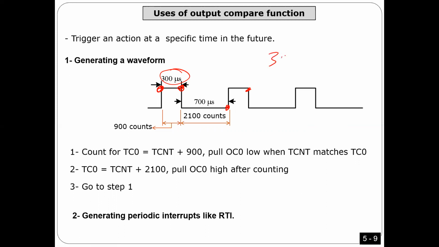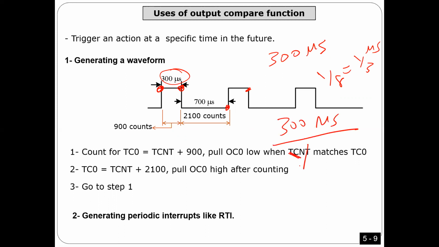So now this should be 300 microseconds, right? And I know that the clock is 1 over f, so the time for one count is 1 over 3 microsecond. So the timer is incremented by 1 every 1/3 microsecond. All I have to do, guys, is divide 300 microseconds by the time of one count, and then I will find the result is 900, as you see here.